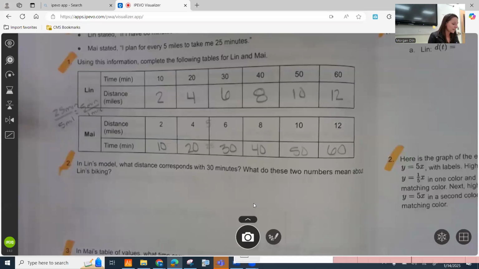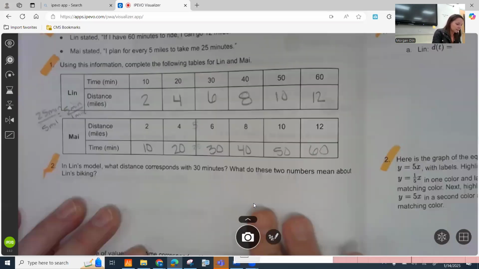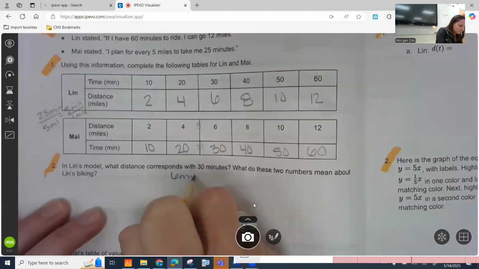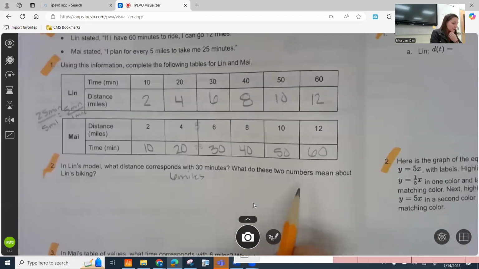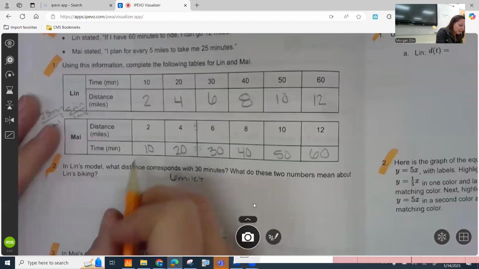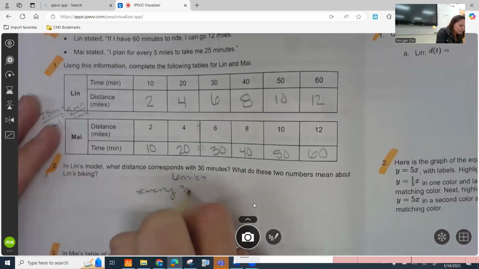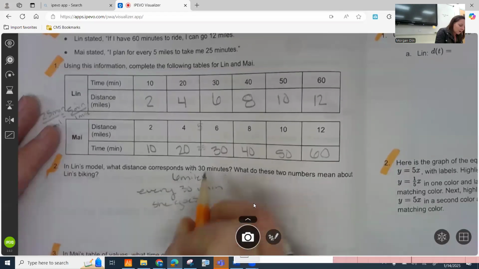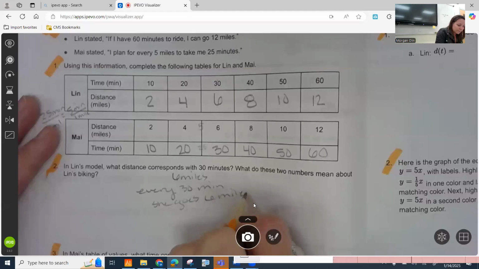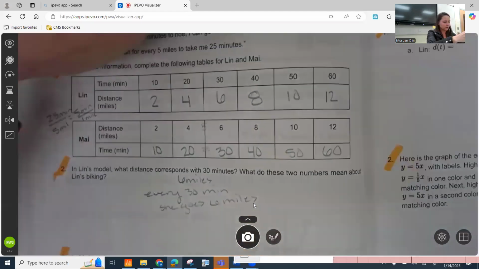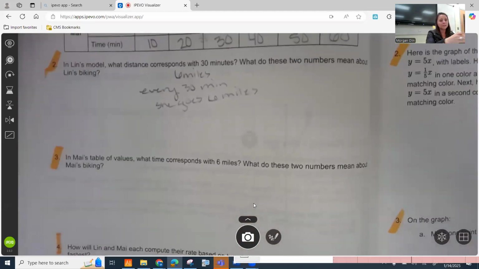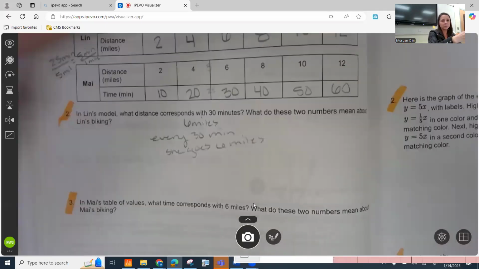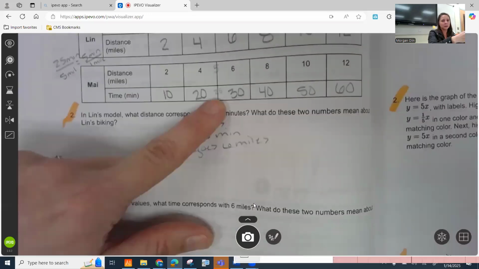In Lynn's model, what distance corresponds with 30 minutes? So 30 minutes, it's 6. So 6 miles. What do these two numbers mean about Lynn's biking? Basically, every 30 minutes, she goes 6 miles. Let's go a little bit further. In May's table of values, what time corresponds with 6 miles? Right here, 6 miles is 30 minutes.